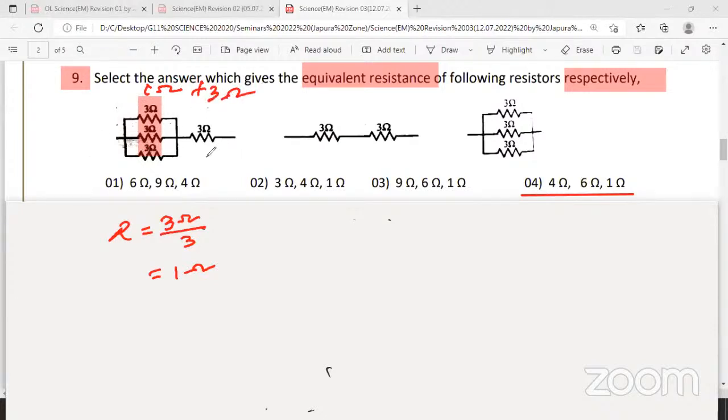Total will be 4 ohms. How come 4? 1 plus 3. How come 1 ohm? 3 over 3. If you have 10 resistors, 10 times, 3 divided by 10. That is a short method.